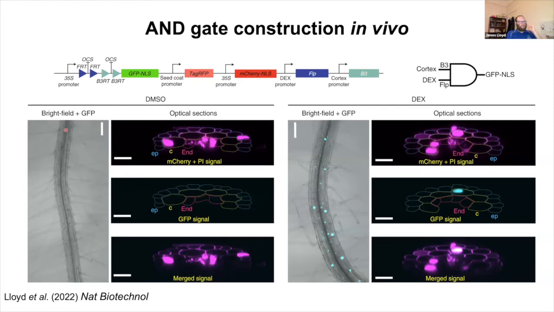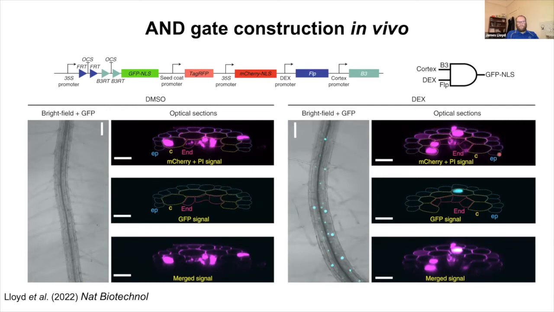And so you can see here with the solvent control, we have the bright field and GFP, we see no GFP nuclei. However, if we look where we add DEX, we do see many different nuclei lighting up green. And I took a Z stack at the confocal of these multiple roots, and here's a representative where I also stained with PI to outline the cell walls.